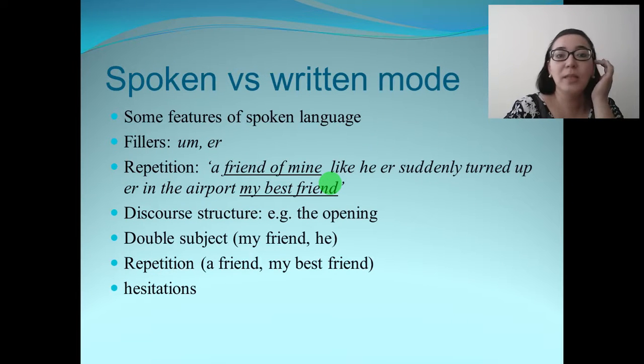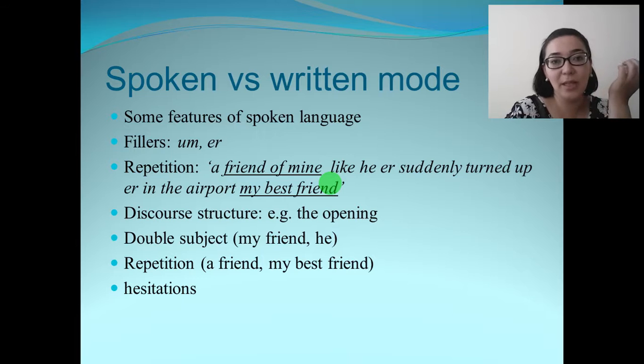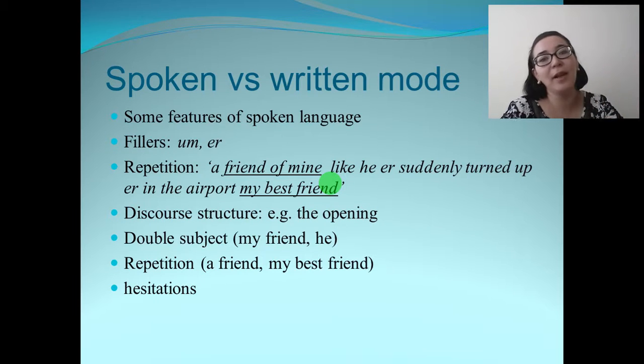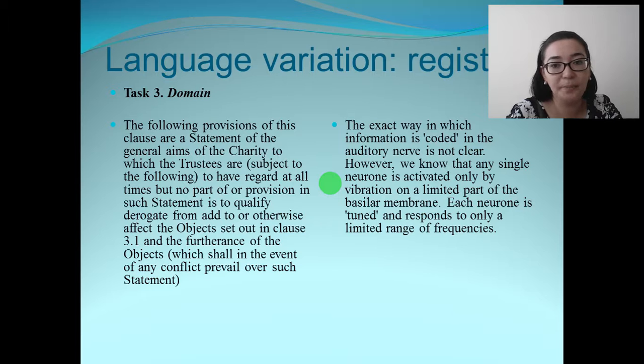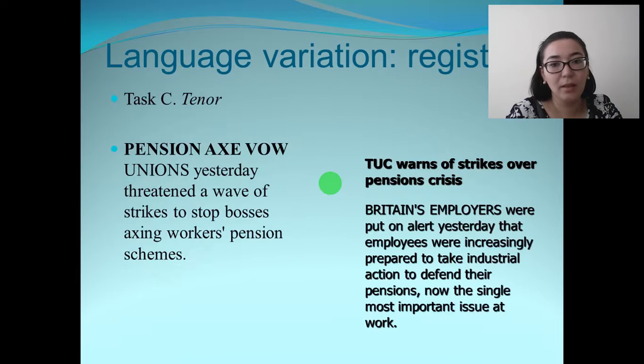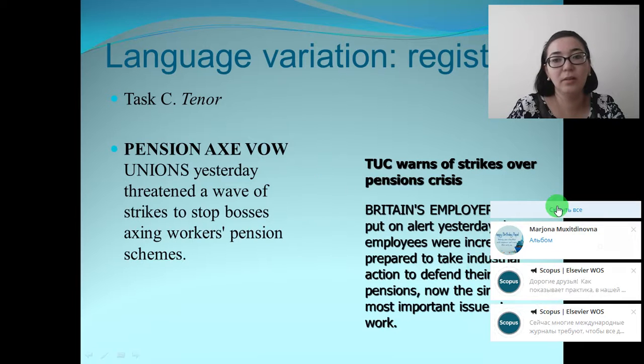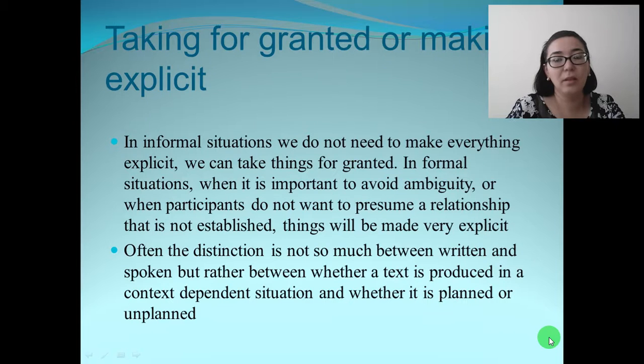Spoken versus written mode. Some features of spoken language are fillers, repetition, discourse structure, just the opening structure of your sentence or of your speech, and double subject, for example, my friend and he; repetition, a friend, my best friend; and hesitations. So, language variation, register. Here you can see the modes of the register: mode, domain, tenor.